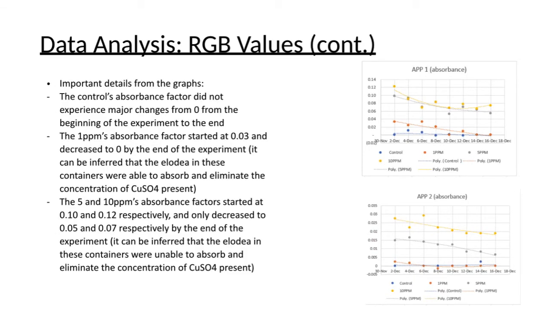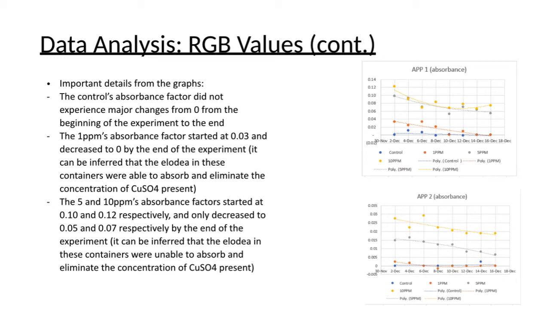Here are some important details from the graphs. The control's absorbance factor did not experience major changes from 0 from the beginning of the experiment to the end. This should be expected. So, any minor deviations from the value were probably due to human error.